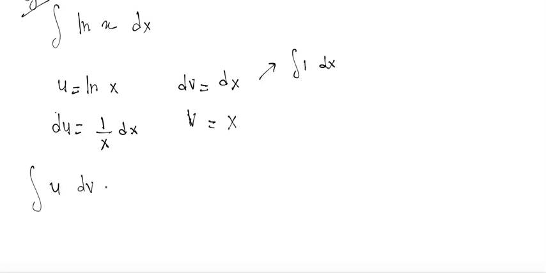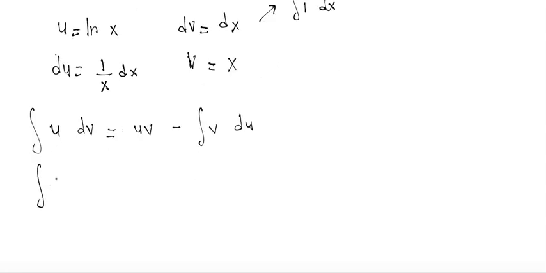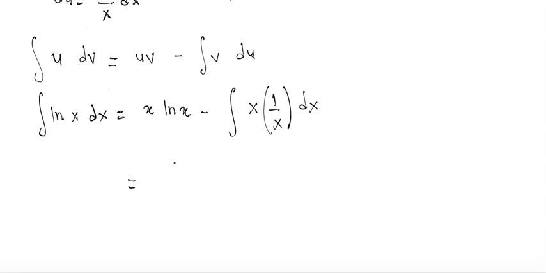Now what you have is u, dv. So just put everything inside the equation. You have integration of ln x dx is equal to uv, which is x ln x, minus integration of v du, which is x times 1 over x dx. So you have to integrate only dx. Now you have x ln x minus integrate dx again, you will get x, plus c.